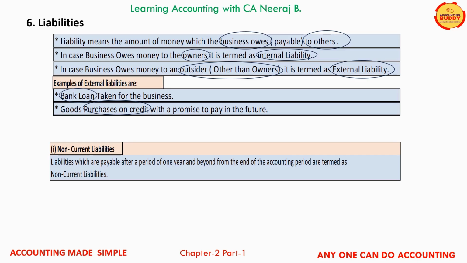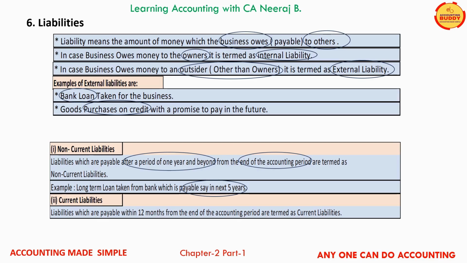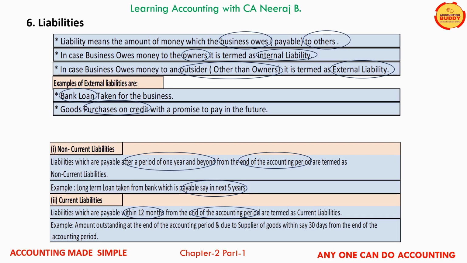Non-current liability is the one which is payable by the business after 1 year and beyond. A bank term loan payable in 5 years is an example of non-current liability. Now the liabilities which are payable within 1 year from the end of the accounting period are current liabilities. For example, an amount outstanding at the end of the accounting period which is payable to the supplier, say within 30 days from the end of the accounting period, is considered as a current liability for that accounting period.